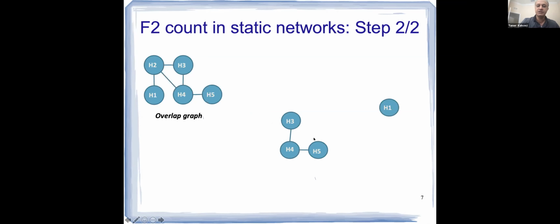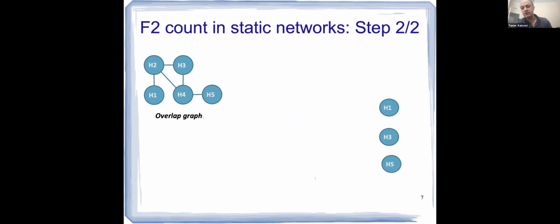Now my options are 3 and 5. So I pick one of them, put it in the result set. 3 is connected to 4, so get rid of 4. Now I have only one node left, so include it in the result set. And there you go, we have our solution, which is 1, 3, and 5. I can place my motif in 3 different places without any overlap.